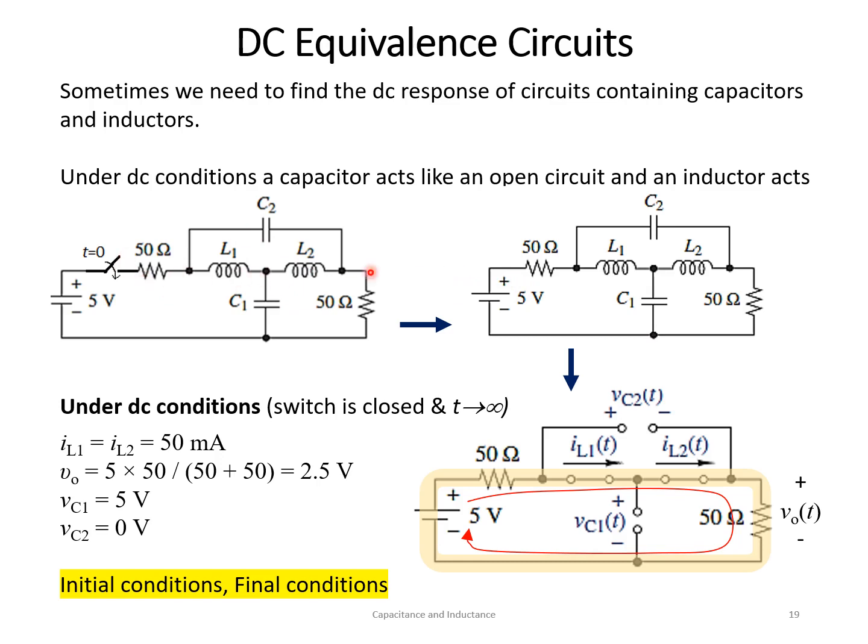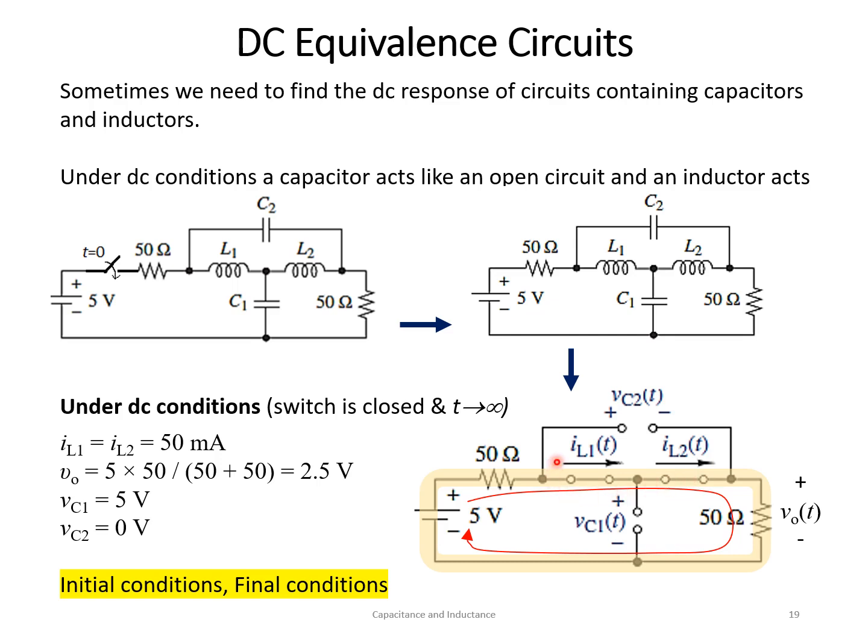If we close the switch and leave it closed for a reasonably long time, there is energy stored in the elements. What is the energy stored in the capacitor? Half CV square, that is, 1 by 2 multiplied by the capacitance and the square of the voltage. What is the energy stored in the inductor? Half Li square. There is some current flowing through it, so energy will be stored.